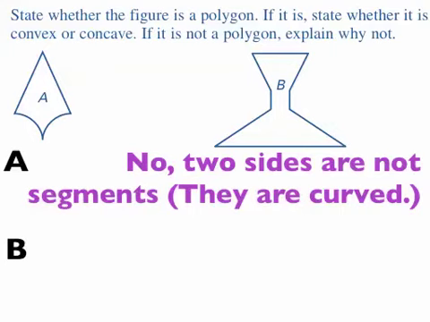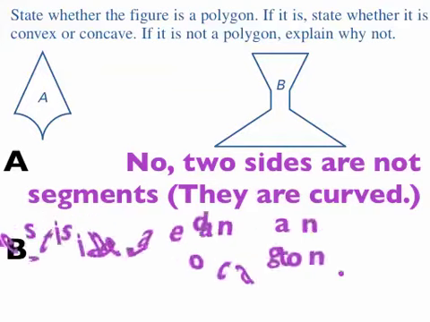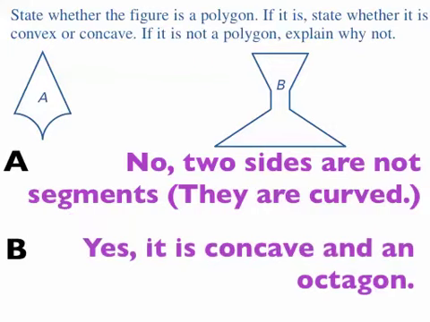If you look at B, in this case we do have straight sides that are meeting at the vertices. They're not extending past the vertices and it is enclosed. So in this case it is a polygon. Then we have to decide if this is convex or concave. In this case, because on those sides we're going into this shape, it is going to be concave. So yes, it is concave, and it's an octagon. It's an octagon because it has 8 sides.